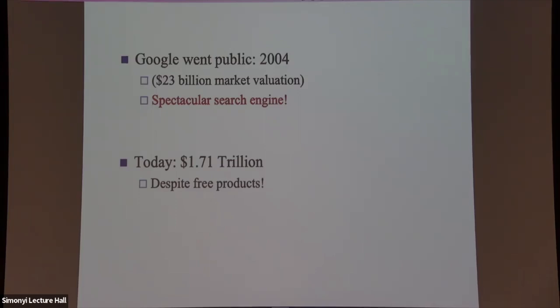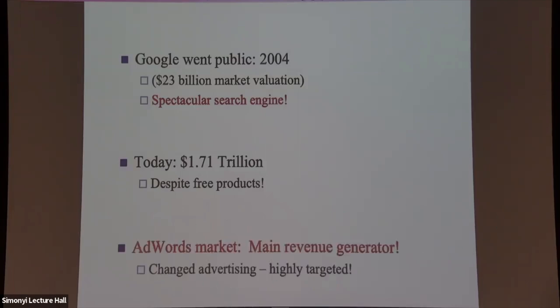As a result, this is where we are in Google. That 23 billion became 1.71 trillion. That's just for the investors, for you and I who bought stock. But for everybody else who uses Google products, whether it's search, YouTube, Gmail, or apps, so many products, it has transformed our lives. Those are free, and they're being paid for by this very market. It simply generates billions every year. Moreover, the second idea is that it has changed advertising. How does it work?